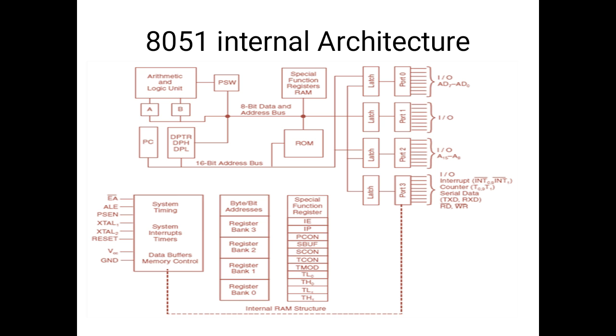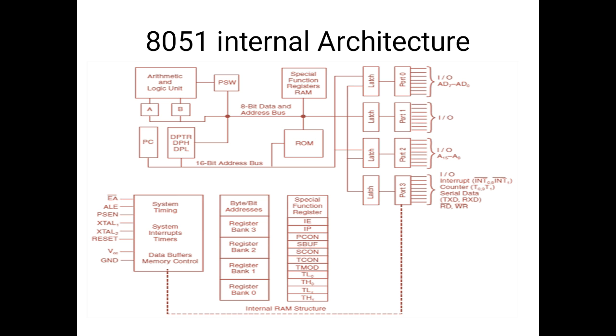Now PSEN, Program Store Enable. This is an active low output signal that acts to read the external program memory and store the value in it. Now serial data buffer. The serial data buffer is two independent registers. If this buffer is working in write mode, it means data is transmitting. If this buffer is working in read mode, it means data is receiving.